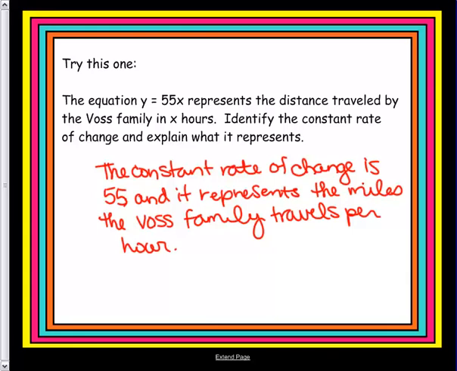Okay, so let's examine the answer. The constant rate of change is 55, and it represents the miles the Voss family travels per hour, okay? So make sure that you have this written in your notebook. The 55 is the key there. This is always the rate of change, all right?